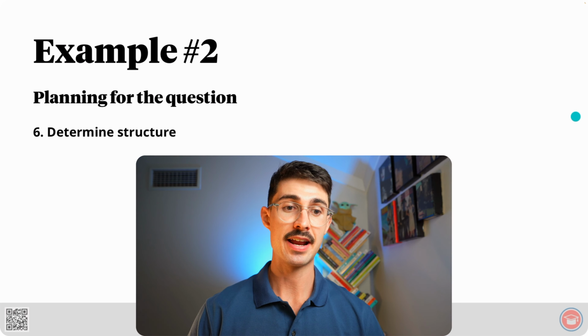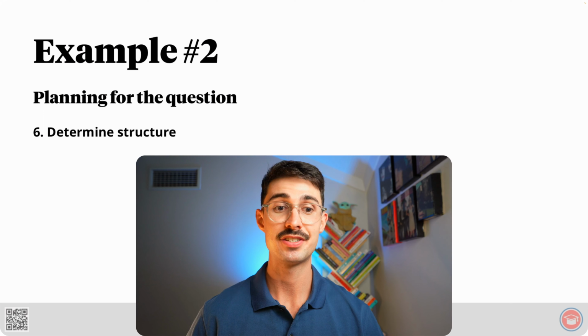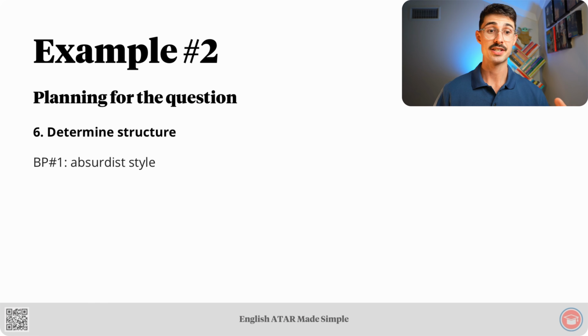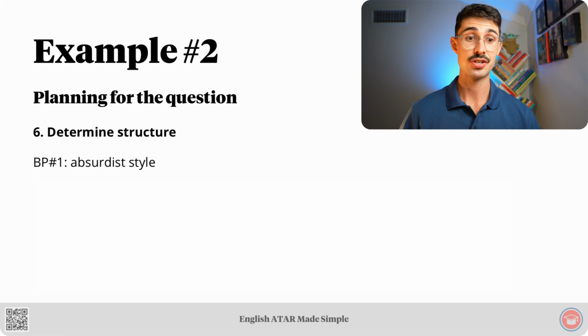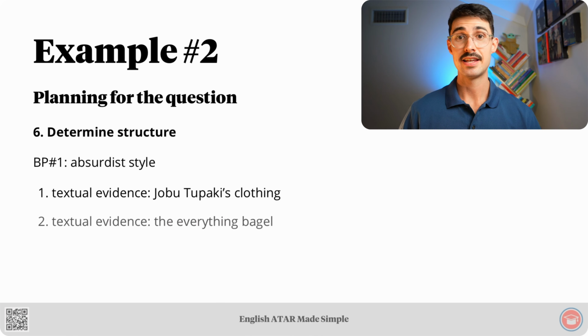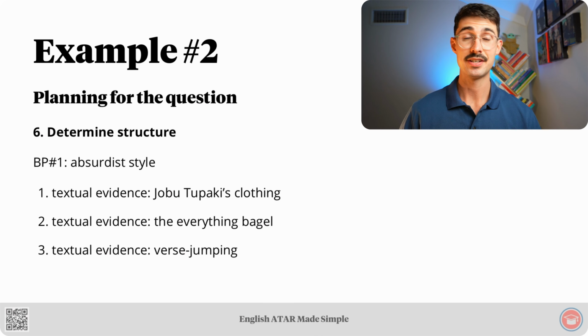Now let's check out our 6th and final step, which is determine structure. Here is the thesis. Everything Everywhere All at Once has transformed the science fiction genre through its absurdist style, emotional intensity, and manipulation of structural elements to change sci-fi enthusiasts' disapproving attitude towards absurdism. Body paragraph 1 will discuss the absurdist style in relation to the following textual evidence: Jobu Tupaki's clothing, the everything bagel, and finally, verse jumping.